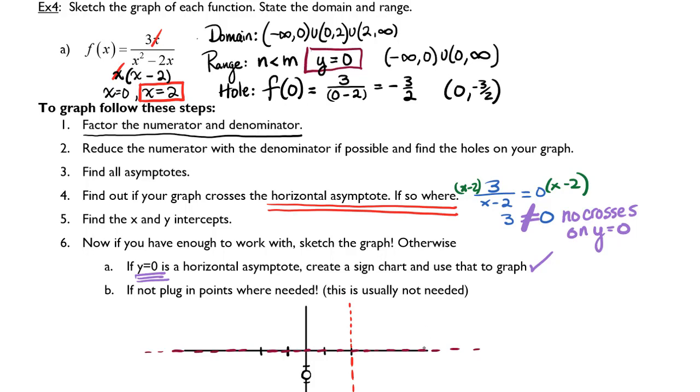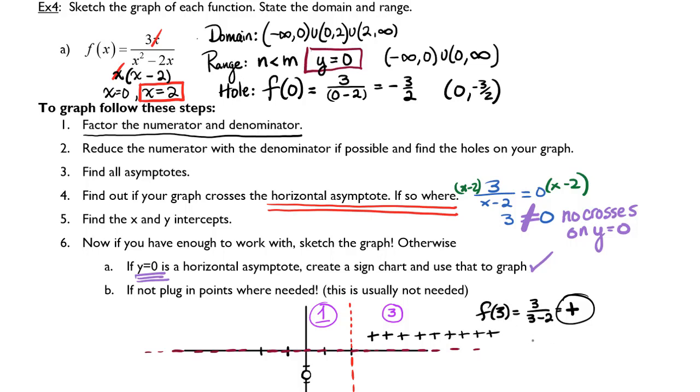The function never crosses, and so now I can just pick values to the left and to the right of the vertical asymptote. This will tell me where my function is above and where it is below. So I'll pick 3 as my test value, and I'll pick 1 as another test value. Substituting 3 into f of x gives me 3 over 3 minus 2. This gives me a positive final output. So I know the function is positive anywhere to the right of the vertical asymptote.